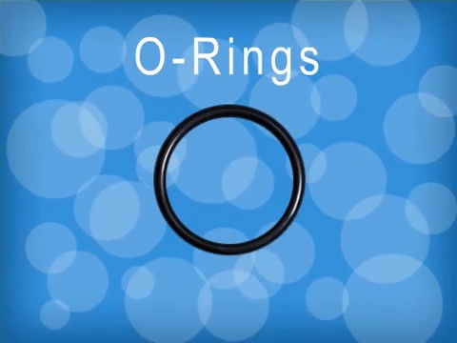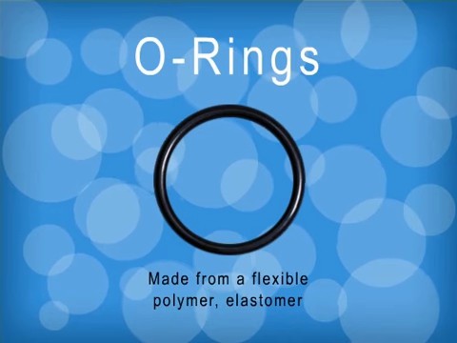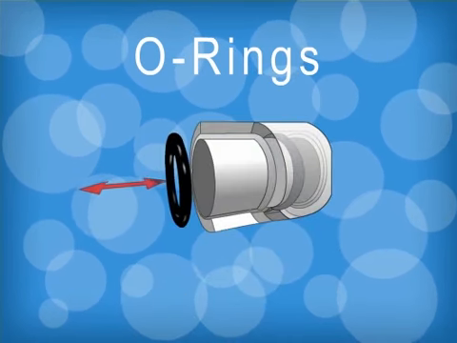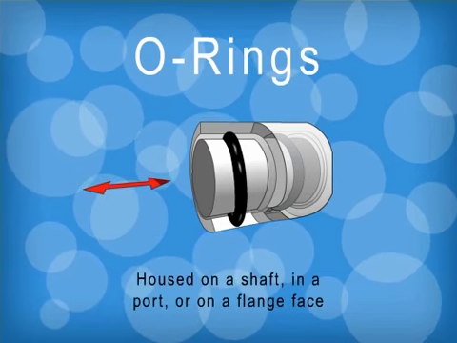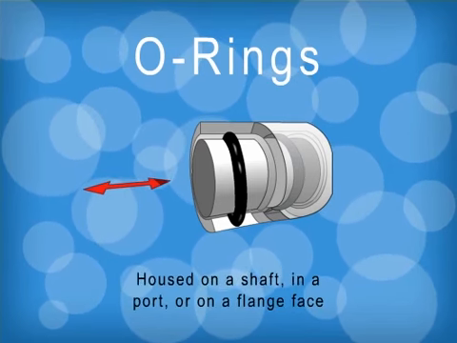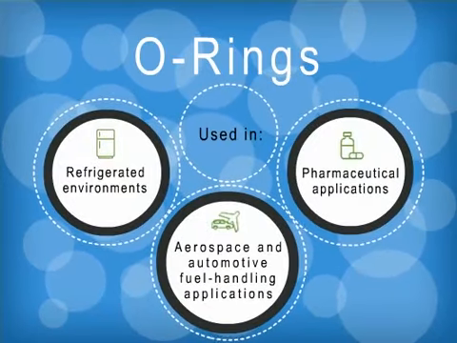An O-ring is a type of elastomeric seal. It is made from a flexible polymer, elastomer. It is housed in the groove of a machine. Typically, applications are on a shaft, in a port, or on a flange face. O-rings are used in various applications.